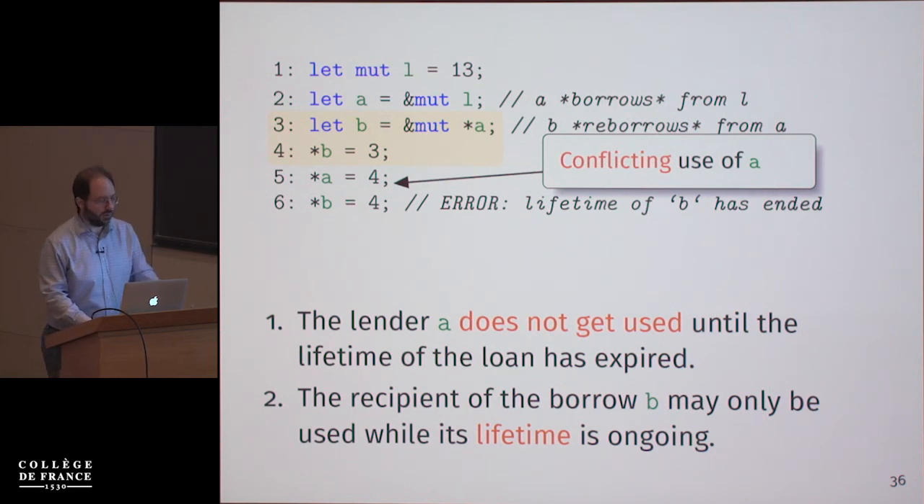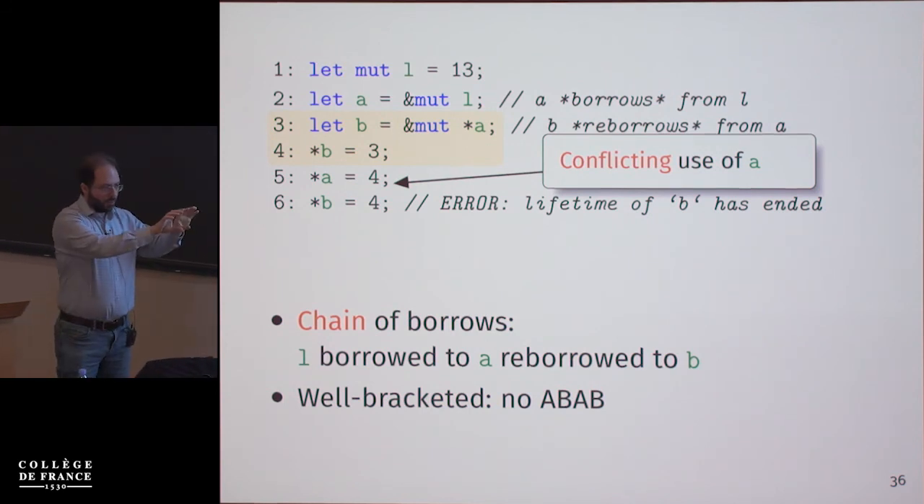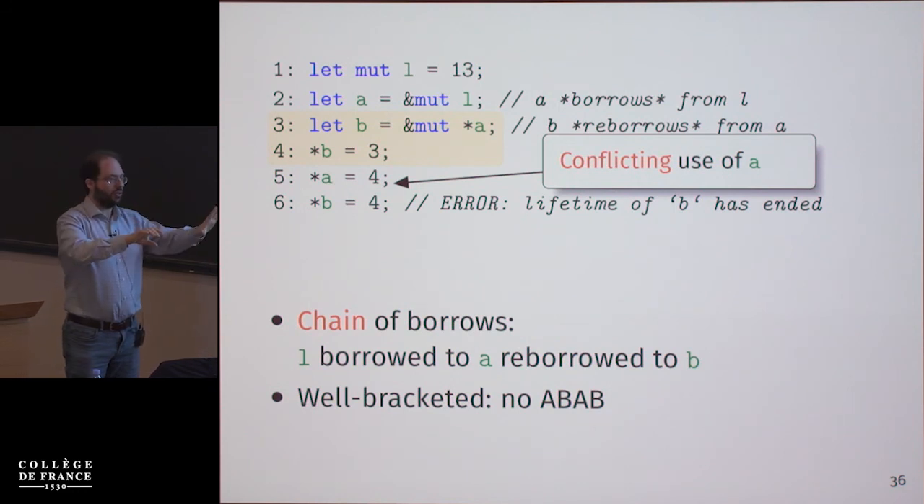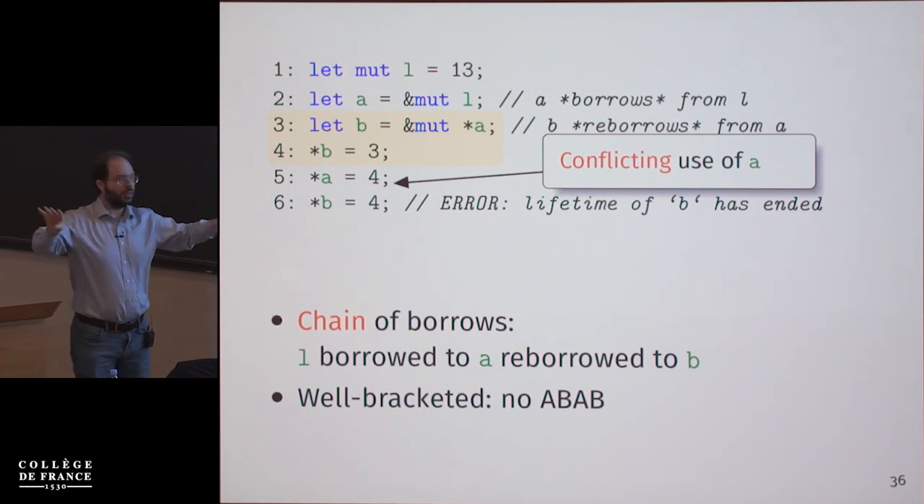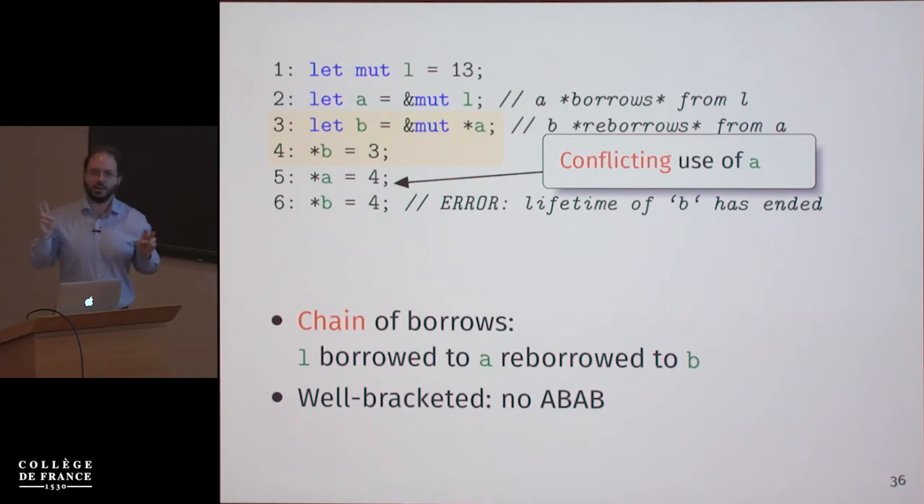Okay. So what do we learn from this? Well, we learn two things. One, as you execute a Rust program, the borrows form a chain. At any point in time, there's the original owner, and then there's a borrow of that, and a borrow of that, and a borrow of that, etc. Organized in a chain. And the accesses to things in this chain must be well bracketed, okay?